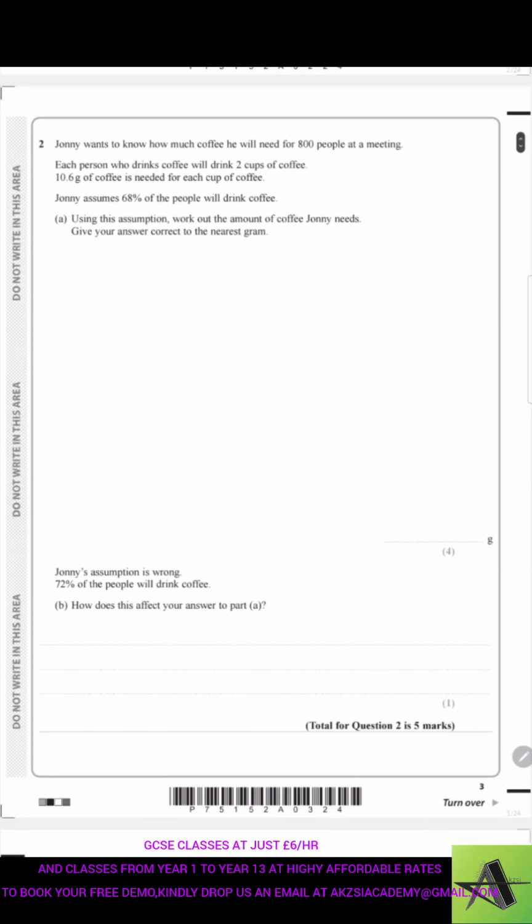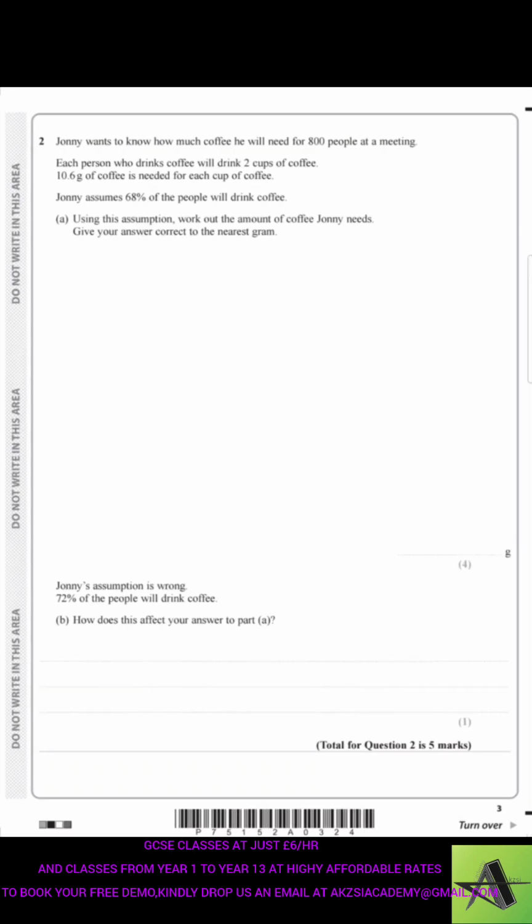Moving on to the next one. Johnny wants to know how much coffee he will need for 800 people at a meeting. Each person who drinks coffee will drink 2 cups of coffee. 10.6 grams of coffee is needed for each cup of coffee. Johnny assumes 68% of the people will drink coffee. Using this assumption, work out the amount of coffee Johnny needs. Give your answer correct to the nearest gram.